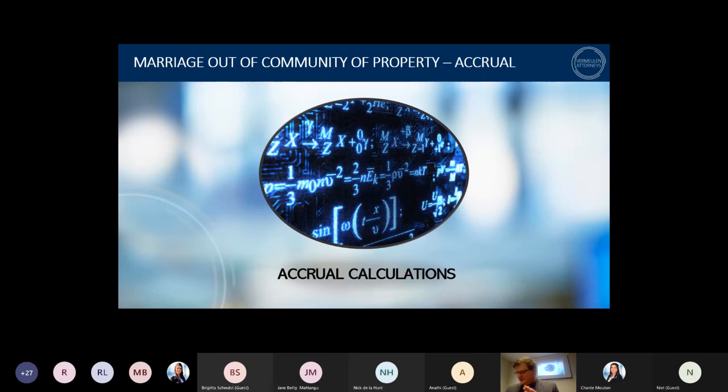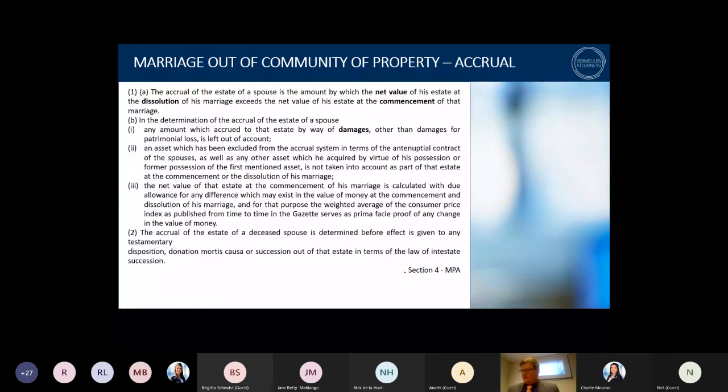Section 4 of the MPA is your Bible when it comes to this, as read with your anti-nuptial contract. The accrual of the estate of a spouse is the amount by which the net value of their estate, and I'm going to replace the "his" with "their." Legislation might not be up to date, but I am myself. So their estate at the dissolution of the marriage exceeds the net value of their estate at the commencement of the marriage. In the determination of the accrual of a spouse, any amount which accrued to them by way of damages is left out of account. We'll talk about that later.